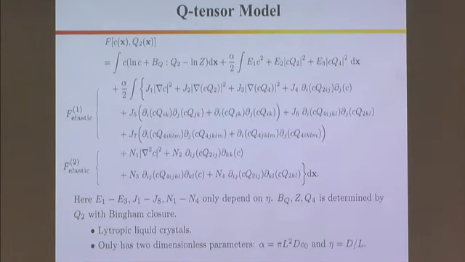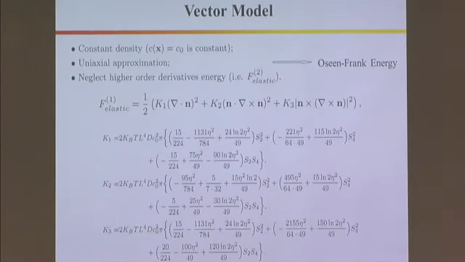This type of model is good for the isotropic liquid crystal because you use the hard core potential. So you only have the two-dimensional parameters, alpha and eta. This is the same as the molecular model. So now I'm talking about the vector model.